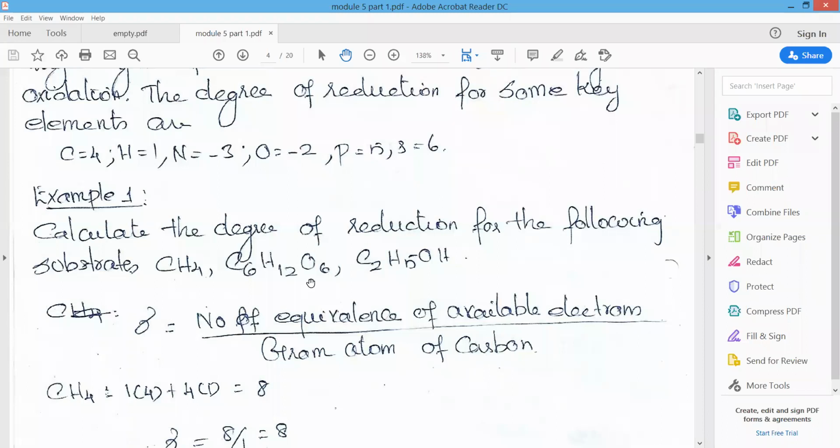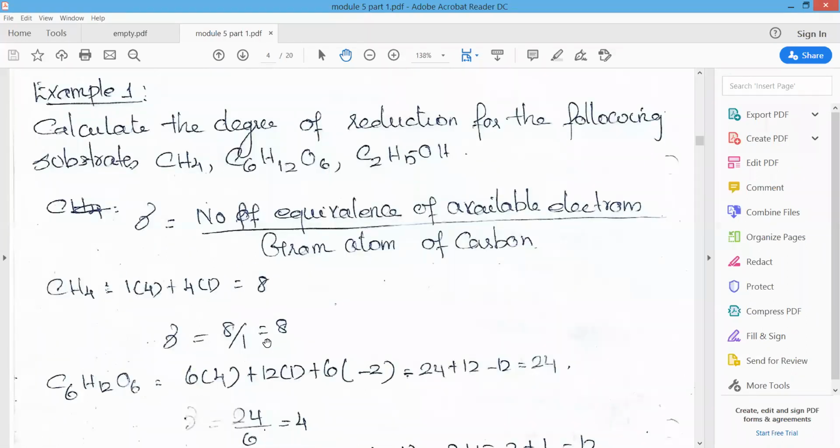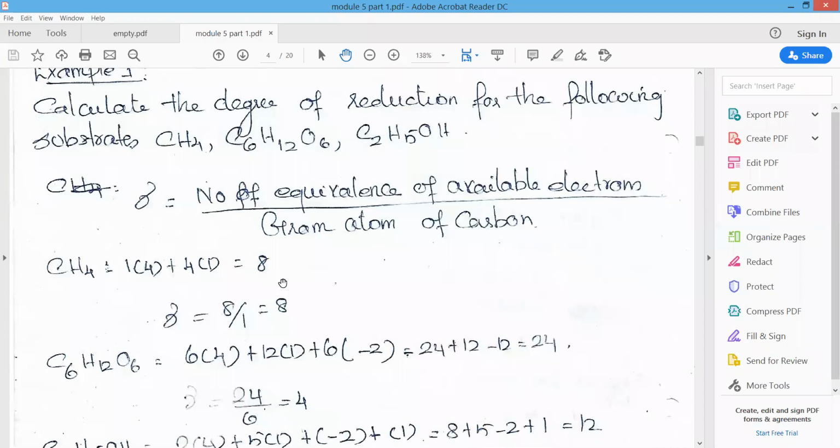This concept is totally different from the yield coefficients and the respiratory quotient. Remember, you will not multiply with the molecular weight; we just identify the available electrons. For example, calculate the degree of reduction for the following substrates: CH4, C6H12O6, C2H5OH. The formula is number of equivalents of available electrons divided by gram atom of carbon. For CH4, what are the available electrons?